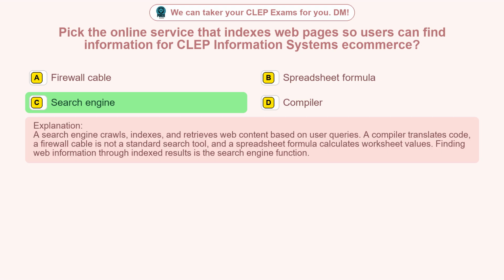A search engine crawls, indexes, and retrieves web content based on user queries. A compiler translates code. A firewall cable is not a standard search tool, and a spreadsheet formula calculates worksheet values. Finding web information through indexed results is the search engine function.